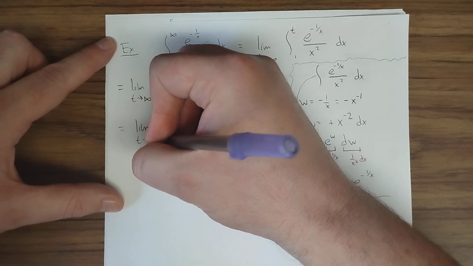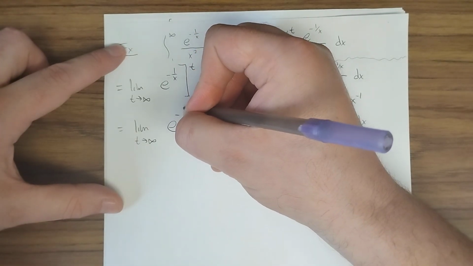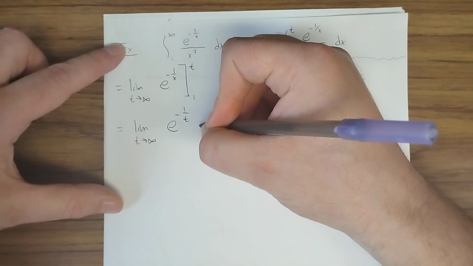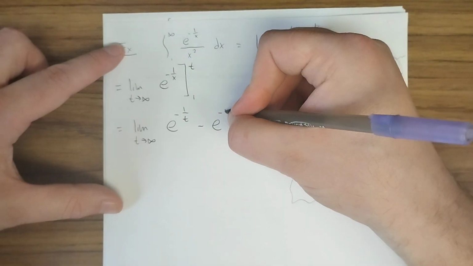There's an easy step, which is just plugging in these numbers. So this is e to the negative 1 over t minus e to the negative, I guess, just 1.